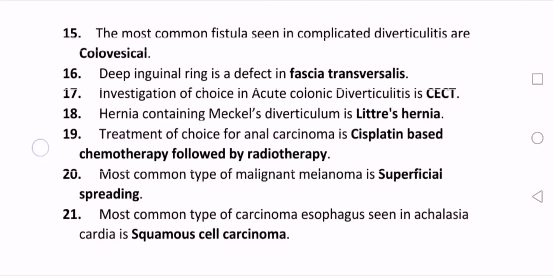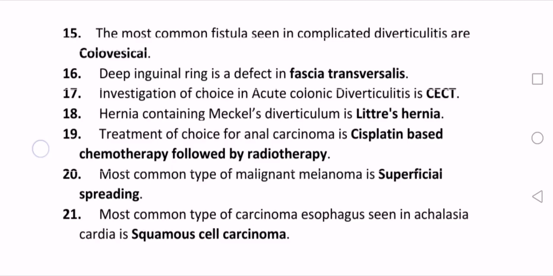Deep inguinal ring is a defect in fascia transversalis. Investigation of choice in acute colonic diverticulitis is CECT. Hernia containing Meckel's diverticulum is Littre's hernia. Treatment of choice for anal carcinoma is cisplatin-based chemotherapy followed by radiotherapy.